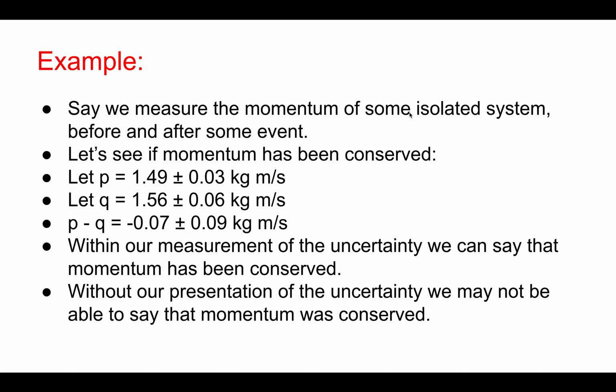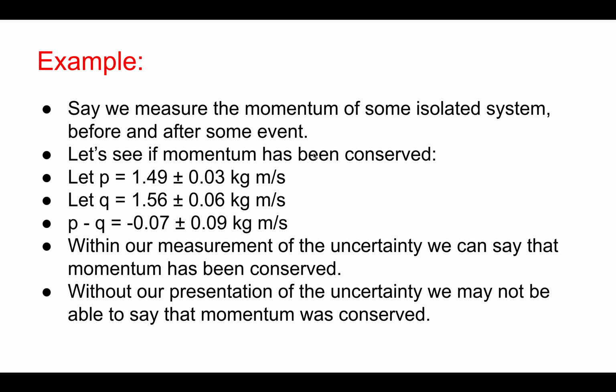Okay. So in our physics classes, we've probably done some conservation of momentum experiments. So we measure the momentum at 2 points in the experiment, and we see if the momentum is the same, then we say, okay, momentum is conserved. But if momentum is different, we generally say that momentum is not conserved. However, we have to remember that there's going to be some error in our measurement. Okay, so let's say we measure the momentum before and after some event.